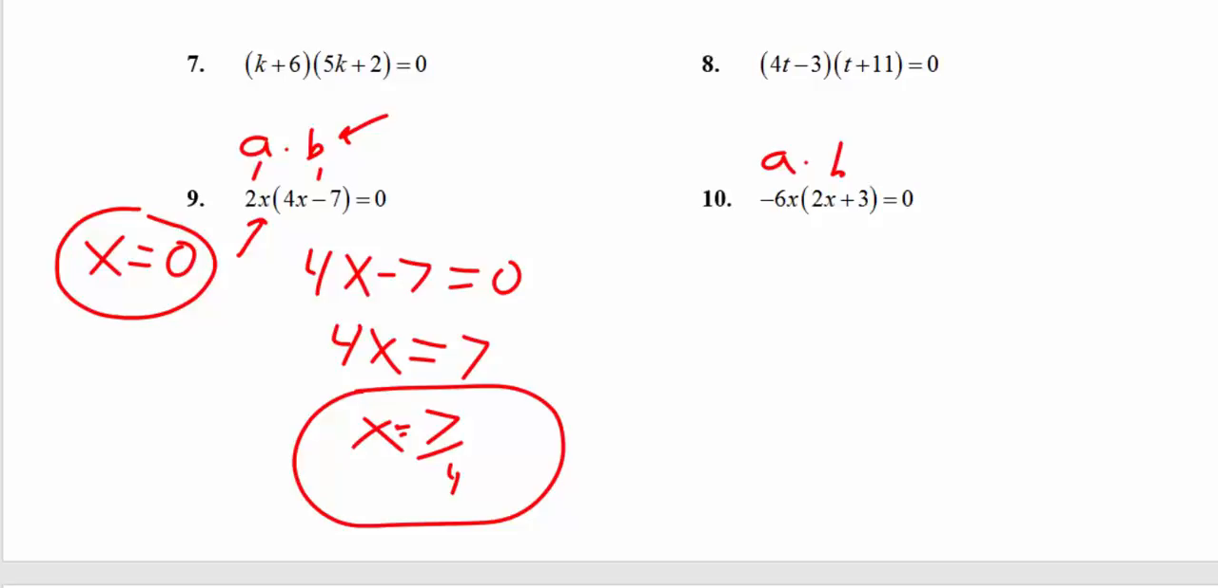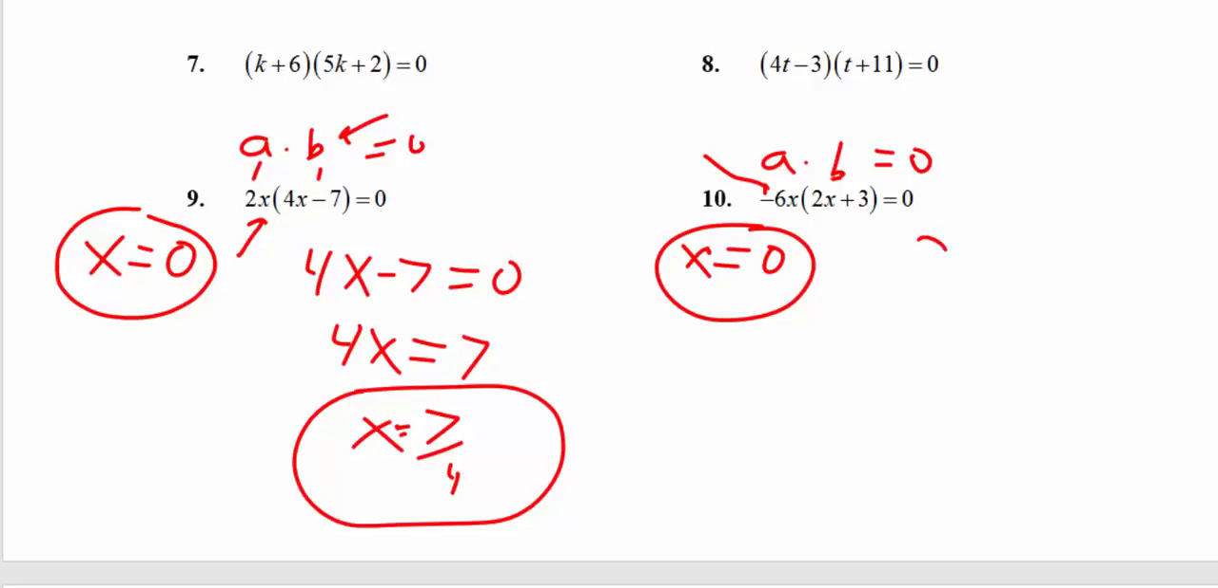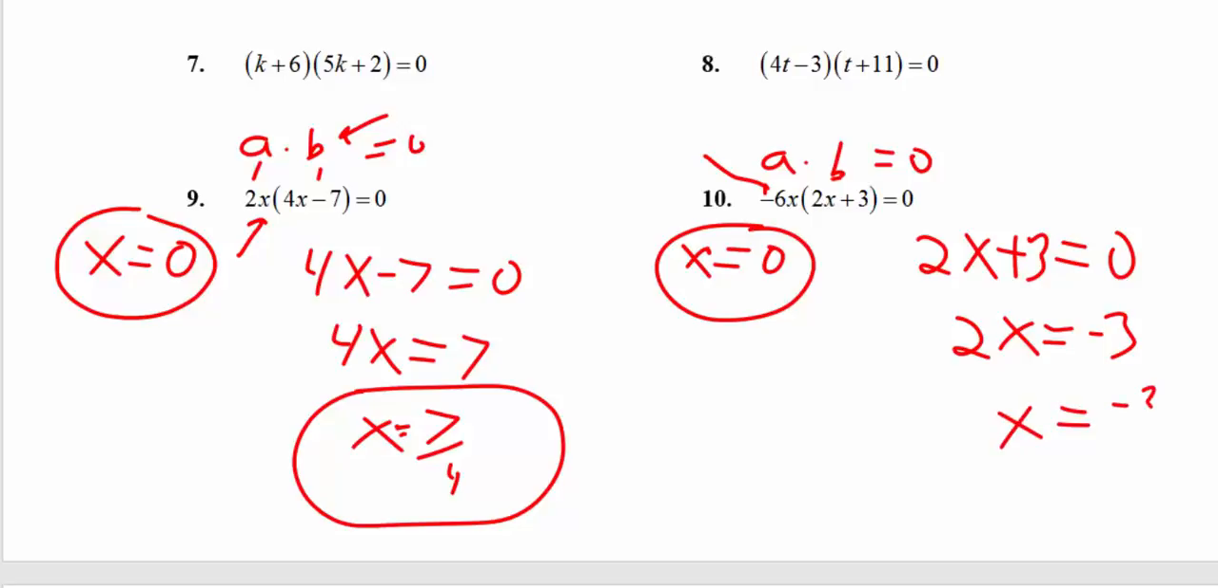And remember, the rule says if A times B equals 0, either A is 0 or B equals 0. So for the first piece, x equals 0 is one of my answers. If I put in a 0 into this x, -6 times 0 is 0. For the B term, you have 2x plus 3, set that equal to 0. Bring the 3 over, so you get 2x equals -3, and you get left with x equals -3/2. So that's your second answer.